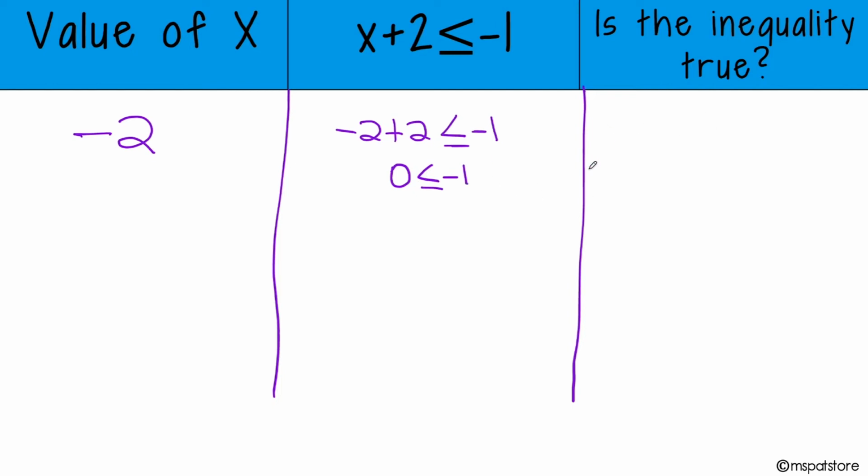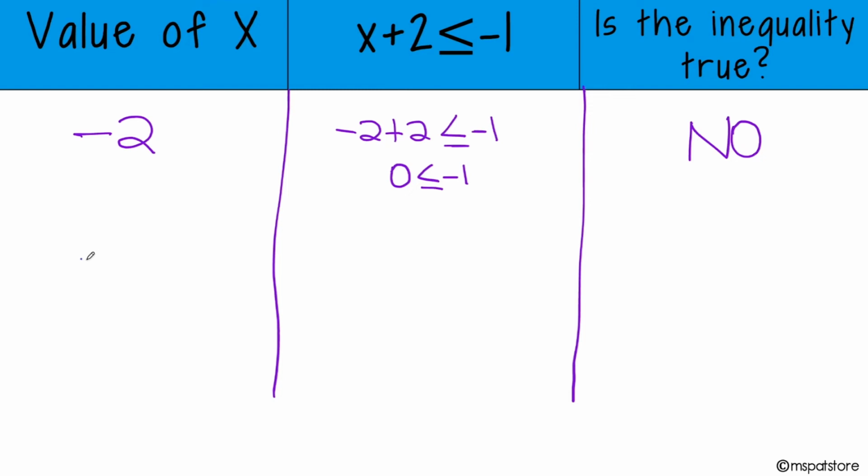So is this inequality true? Is it true that 0 is less than -1? How about 0 is equal to -1? Well, it does not meet either of these two criteria. It's not less than, because 0 is greater than -1. Okay? So, nope, this is not true. That means that -2 is not a solution for this inequality.